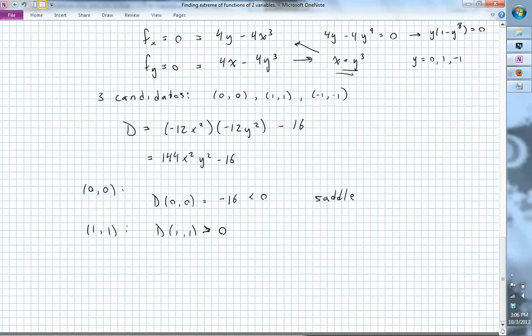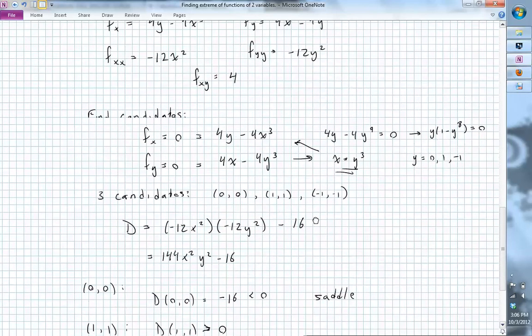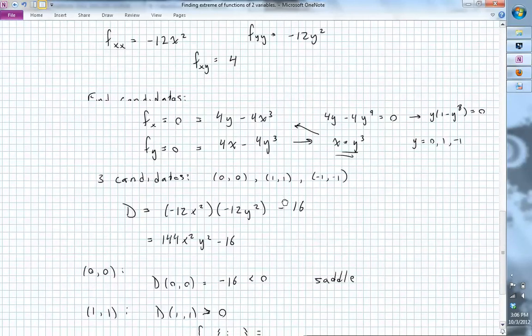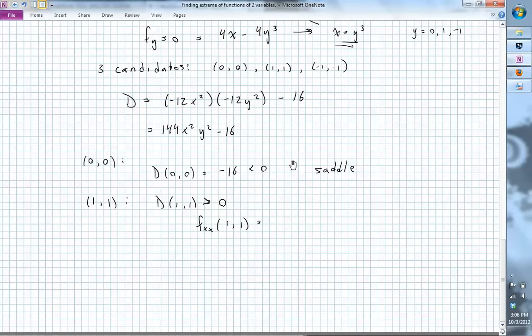We have to look at fxx now. Okay, what's fxx of (1, 1)? Is it still on my screen? No, it's not. fxx of (1, 1) is negative 12. Again, don't really care. It's negative. Okay, so what's that mean? Good. Okay. Last one.